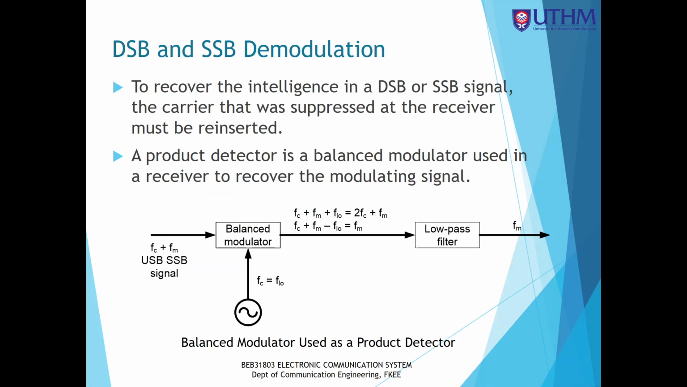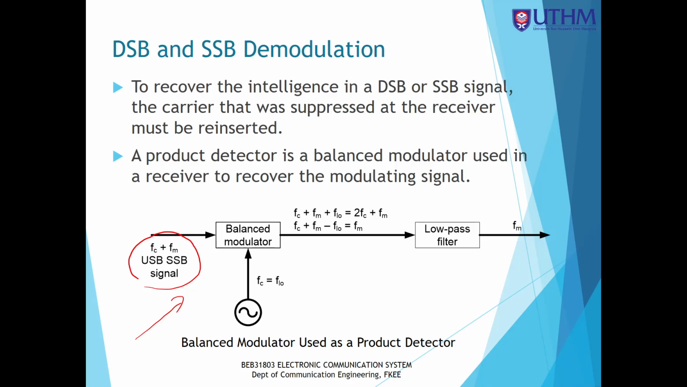And then what? DSB, double sideband suppressed carrier, and single sideband demodulation. Okay, so for the double sideband suppressed carrier and single sideband demodulation process, this is the block diagram. So you see that from here we have the input upper sideband, USB of the single sideband.